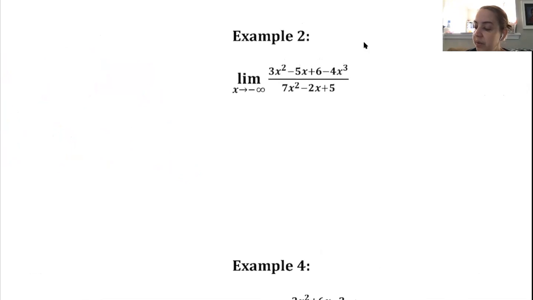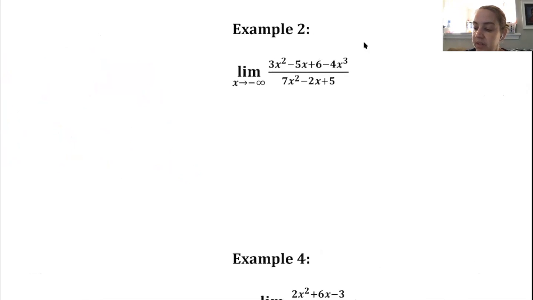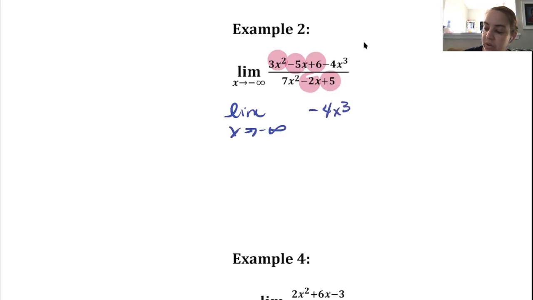For example 2, this time we're substituting negative infinity. So you want to keep the highest power, but just be smart about it. They don't have to be written in standard form with that highest power first. So I'm looking through the numerator. I see an x cubed to the right. So x squared is insignificant. 5x is insignificant. 6 is insignificant. In the denominator, negative 2 doesn't matter, and nor does the 5. So if we rewrite this, it's the limit as x approaches negative infinity of negative 4x cubed over 7x squared.